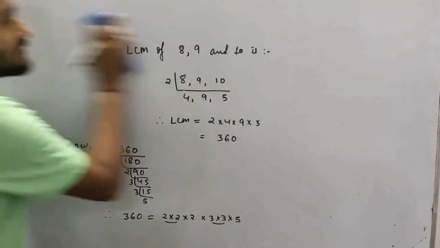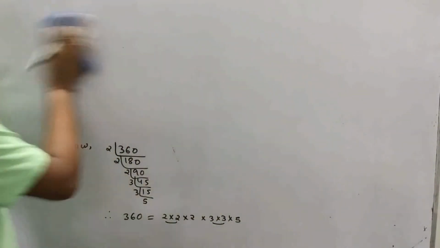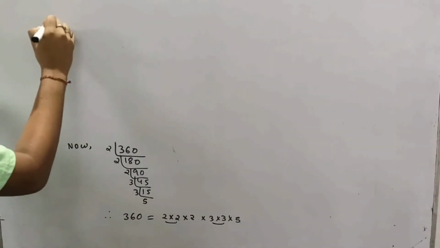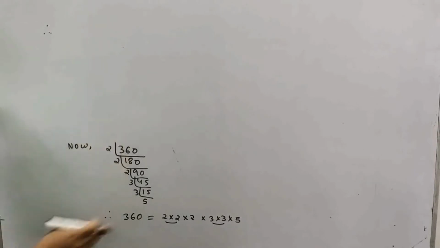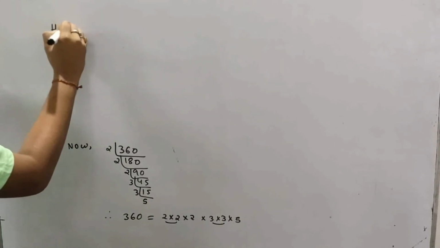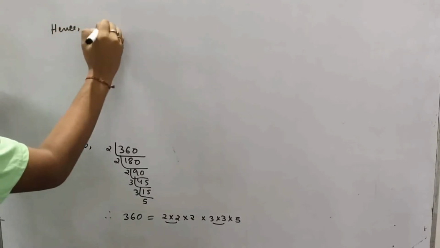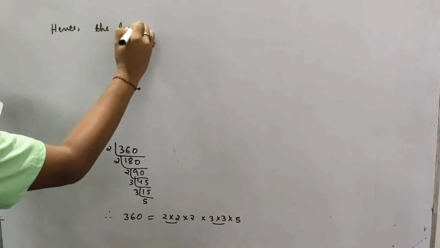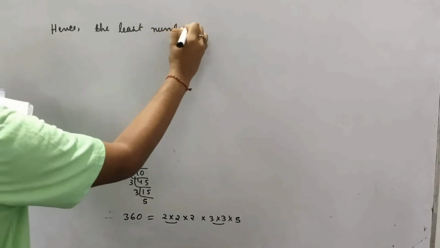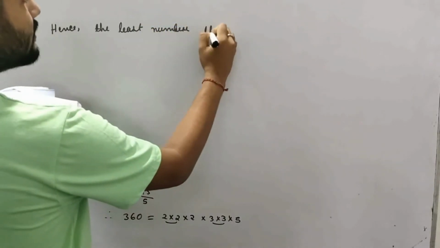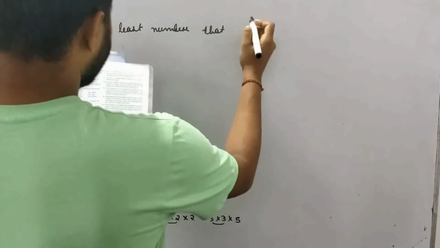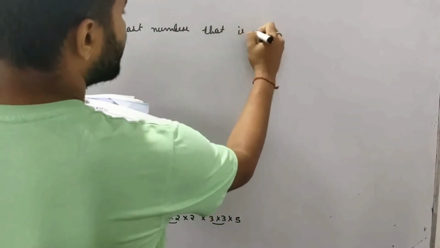So now you will write the answer statement. Hence, the least number from the question, that is a perfect square.